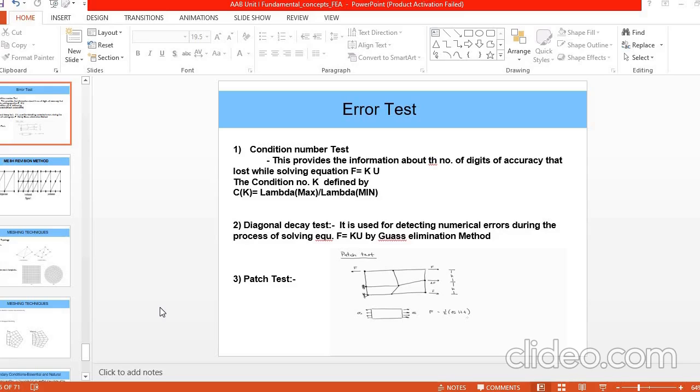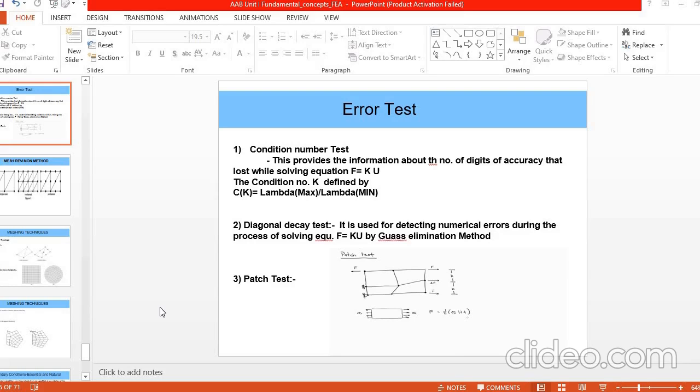Next test is diagonal decay test. It is used for detecting numerical errors during the process of solving F = KU by Gauss elimination method. It is applied to each diagonal coefficient just before it is used as a pivot in eliminating another unknown value.